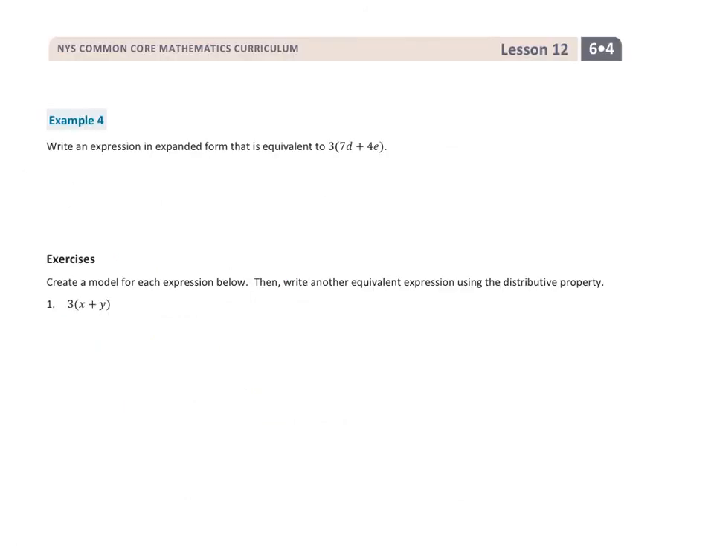So for our last example, we're going to write out the expanded form that would be equivalent to 3 parentheses 7d plus 4e. So we have 3 times 7d, which would be 21d, plus 3 times 4e, which is going to be 12e. All right.